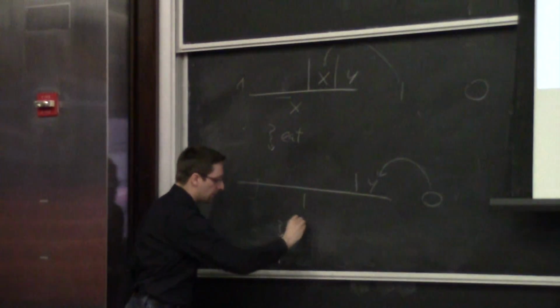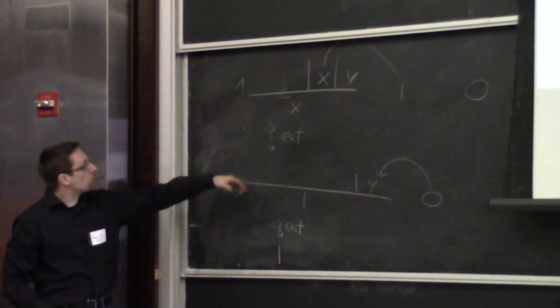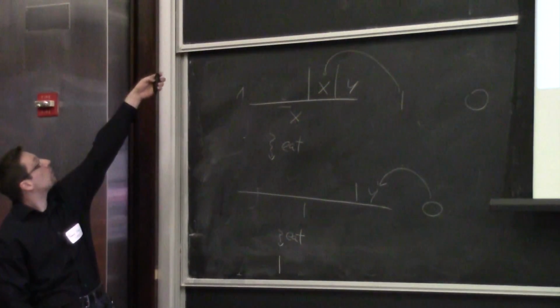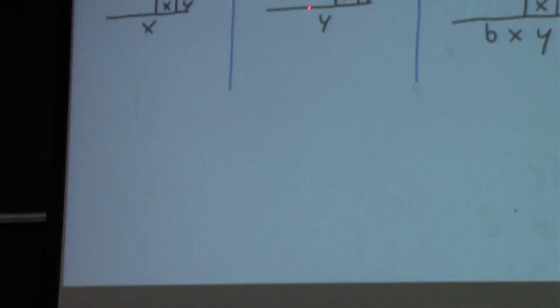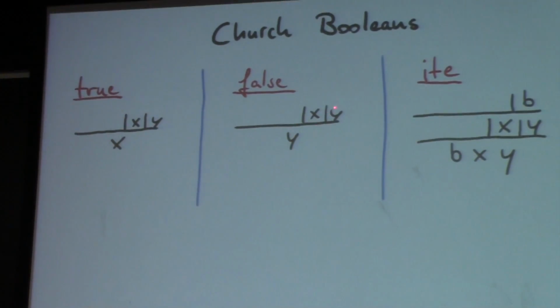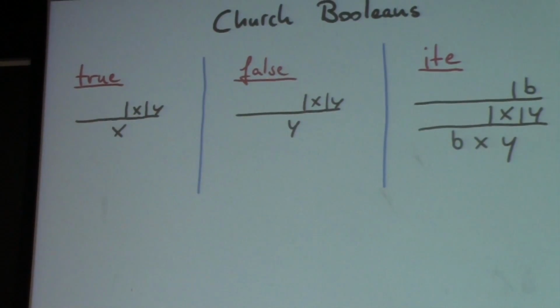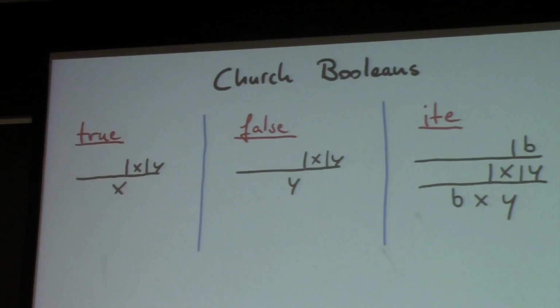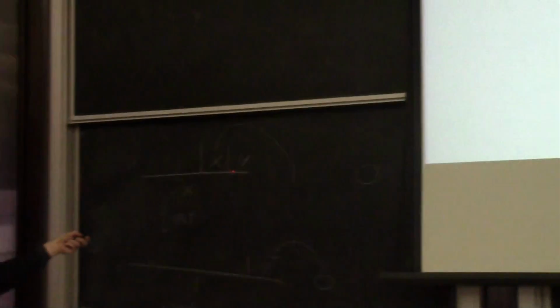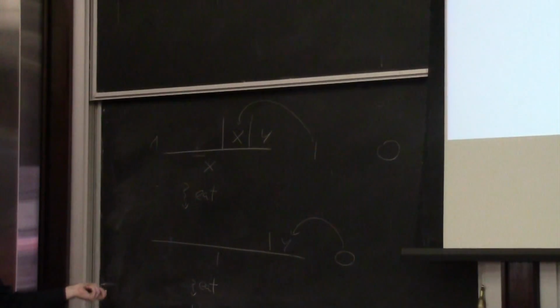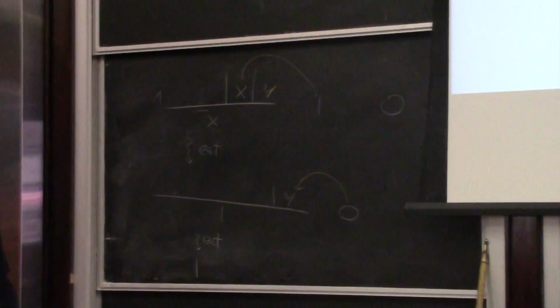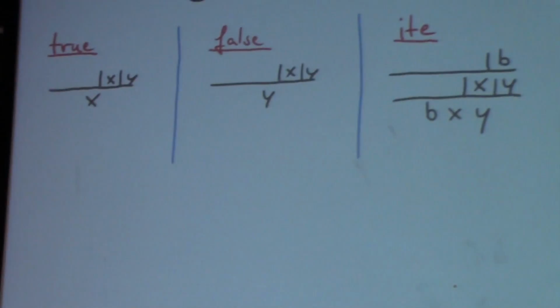That's exactly what we wanted. If b is true, we want to end up with x, which was 1. With false, we do the same thing: we eat an x and a y, but now we throw away the x and only keep the y. So at this step you would keep the 0 and not the 1, and we just end up with the 0. So this is the way the if and else works.